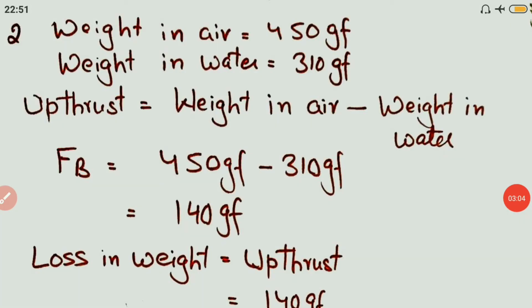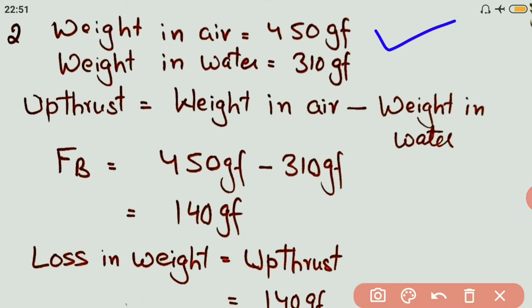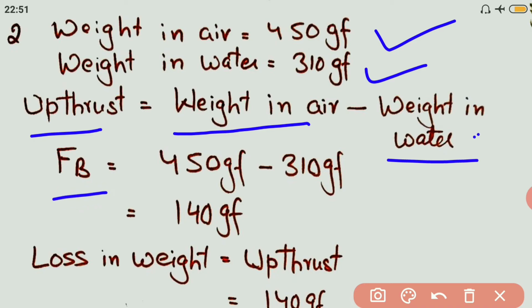So coming to the solution of number 2, weight in air given to us is 450 gram force, weight in water is 310 gram force. Now upthrust should be equal to weight in air minus weight in water. That is the apparent weight, okay? Now FB, that is upthrust, is equal to 450 gram force minus 310 gram force, which comes to 140 gram force. So my third part is done.